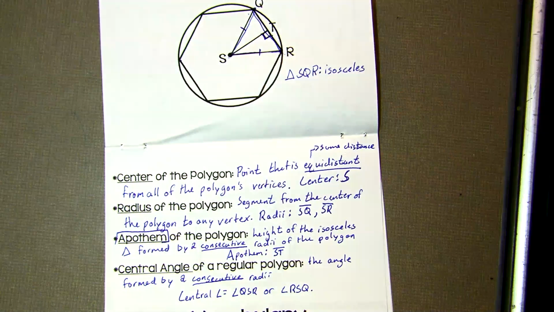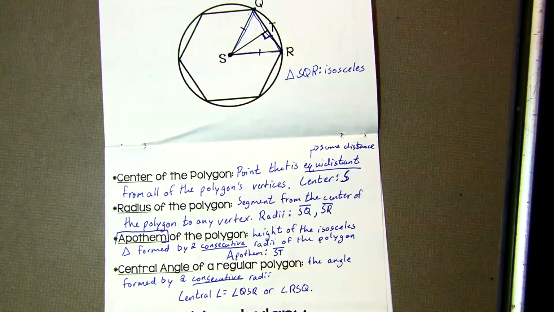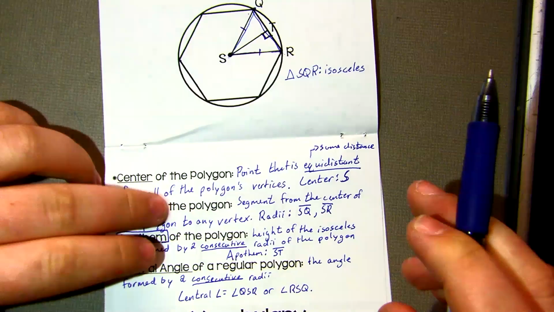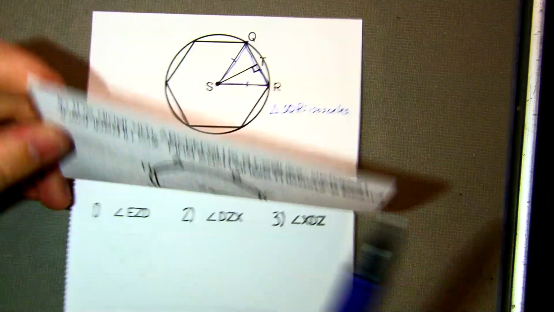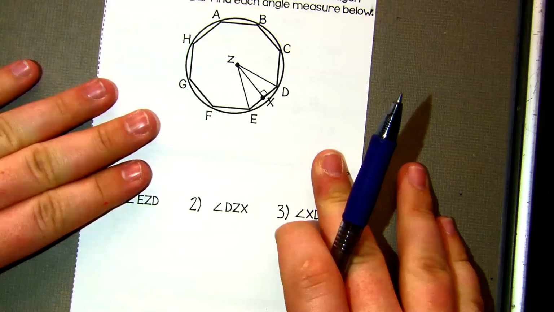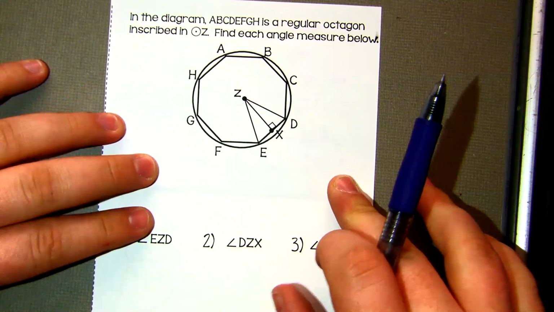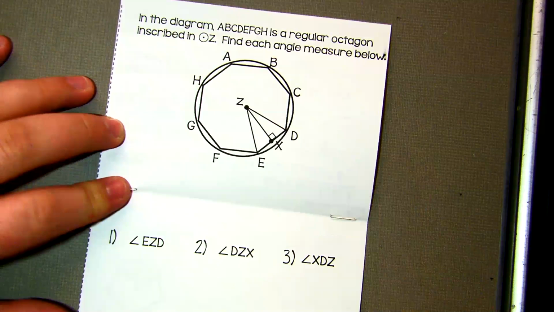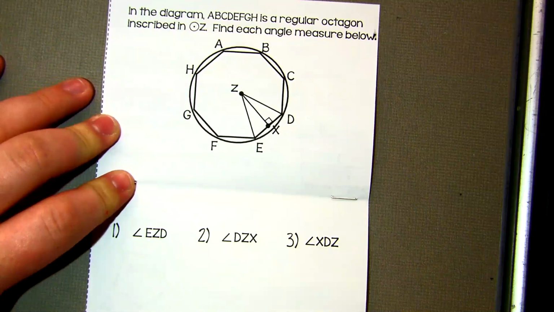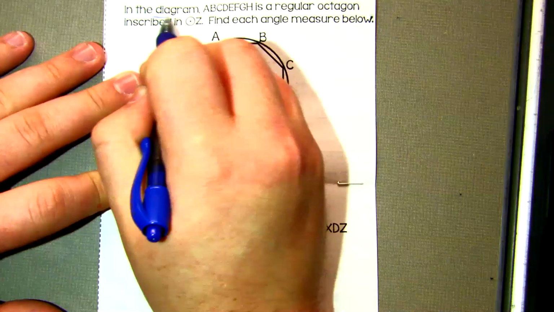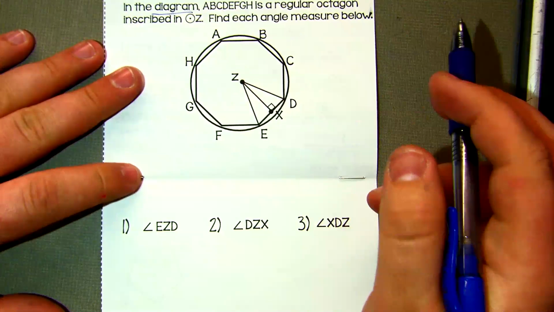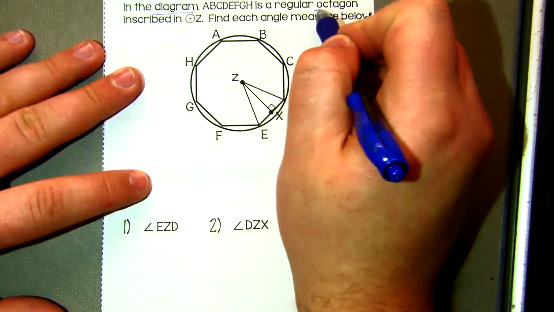Now that we've got our new definitions down, let's start practicing with some of these. So if I can have you turn in your flip book to the next page. We're given this problem, and we're all dealing with angle measures. In our diagram, A, B, C, D, E, F, G, H is a regular octagon.